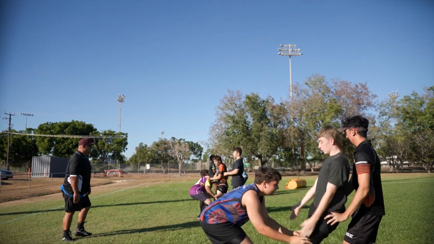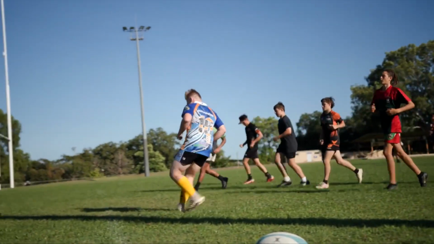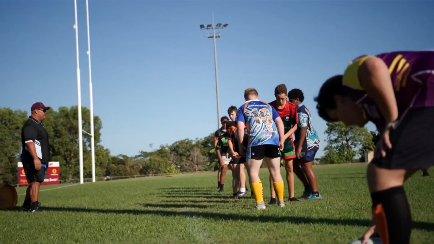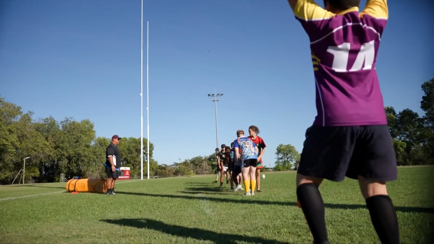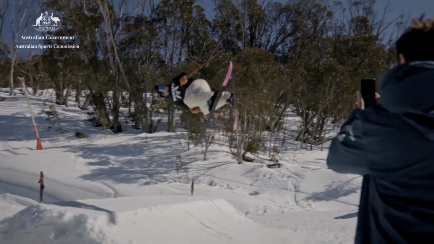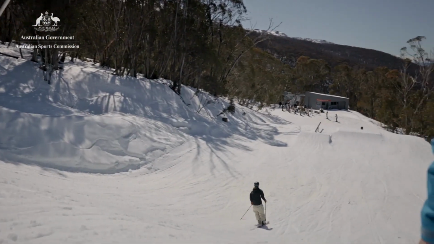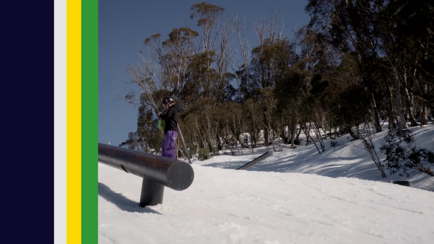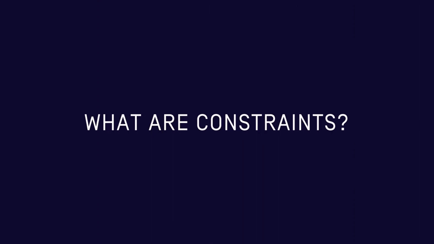The biggest difference with a constraints-led approach compared to a traditional approach to coaching is that we spend a lot more time recognizing that there are other factors involved than just the person in front of us. And fundamentally, we recognize that that person is influenced by their environment.